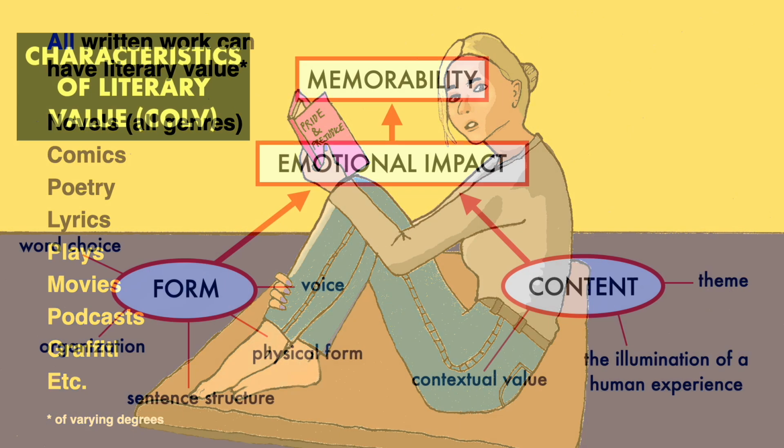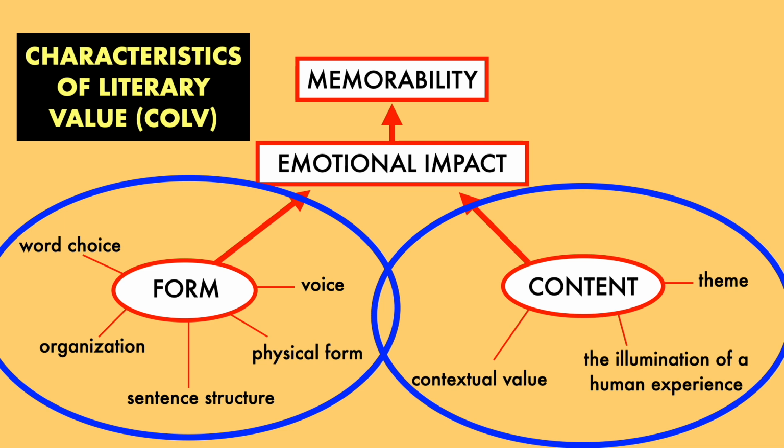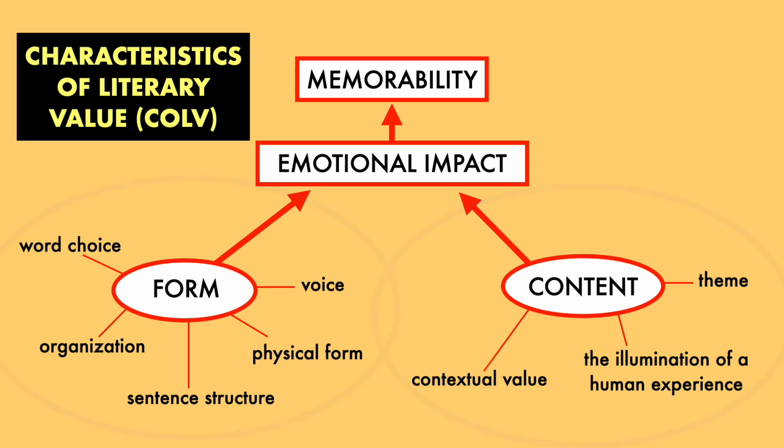Here's what I came up with. I call it the COLV, the characteristics of literary value. As you can see, the criteria are divided into two main branches, content and form. I have left out any term that can't be applied to all genres of literature. For example, plot doesn't pertain to most poetry, and meter doesn't relate to fiction, so I left them out of this simplified flowchart. I'll start from the most specific criteria and work my way up to the larger, overarching characteristics.